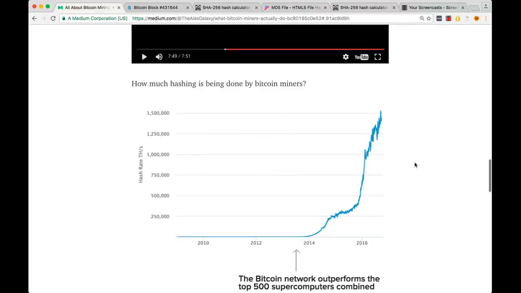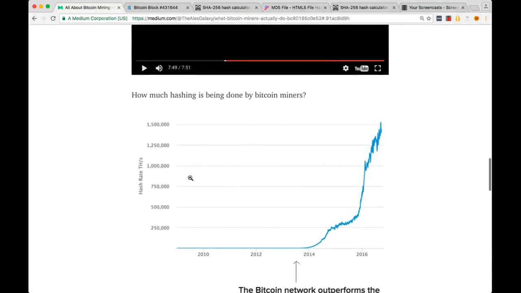So how much hashing is being done by Bitcoin miners? Well, a lot. The hash rate in terahashes per second, that's 10 to the 12 hashes per second, is 1,500,000. So it's just a stupid amount of zeros today. And this graph is a linear scale. It was growing huge back here too. We just couldn't see it.